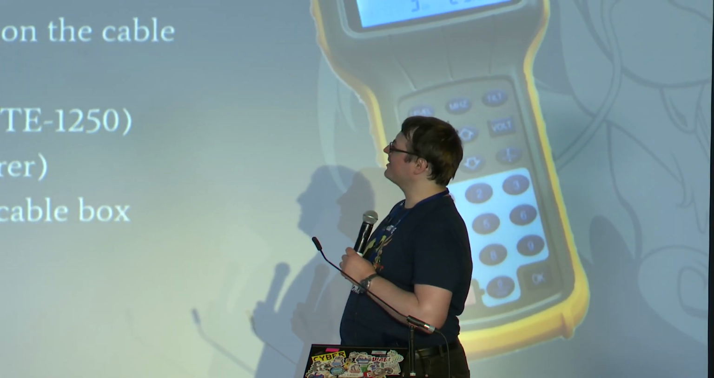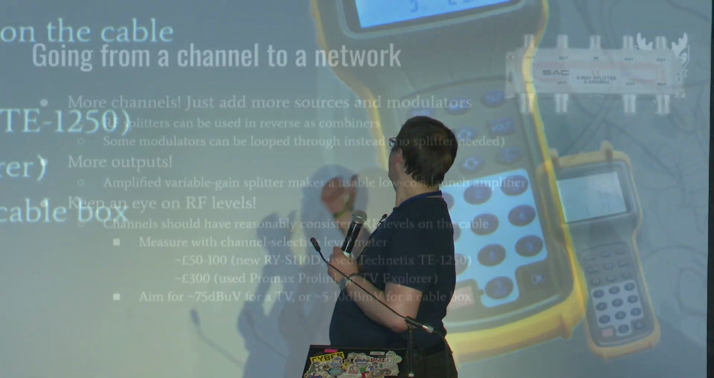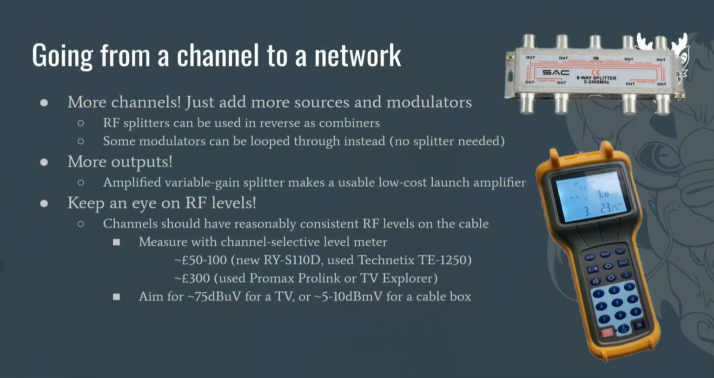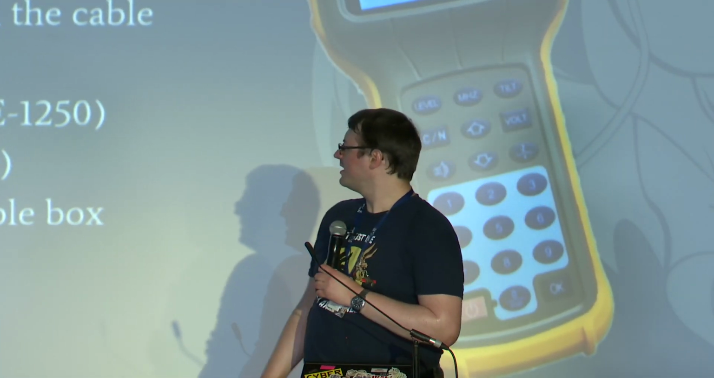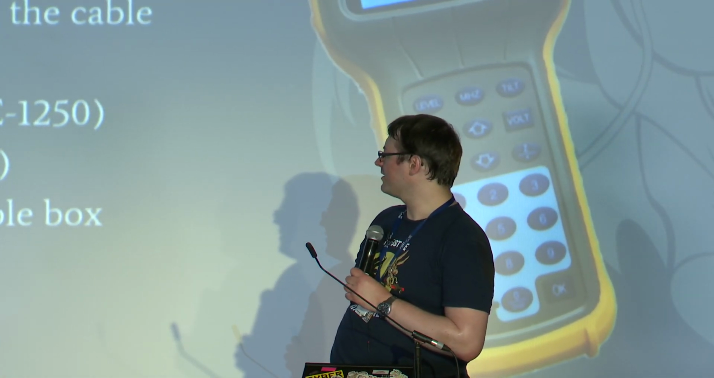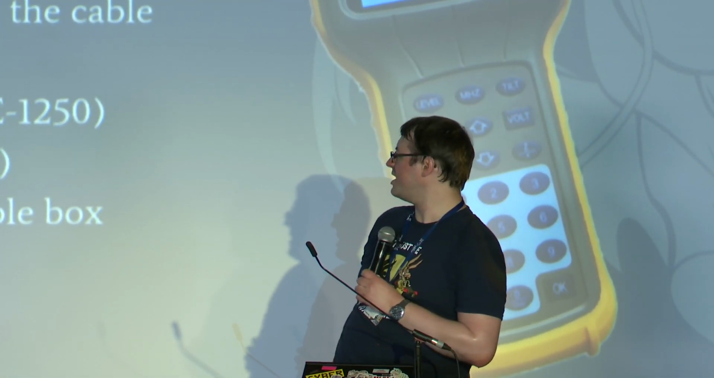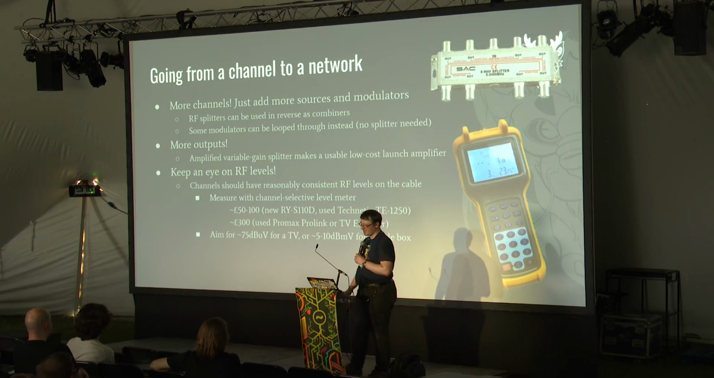And obviously you can expand this, as I hinted earlier. That is a channel selective level meter. So what you need to do if you start expanding the system is keep an eye on the signal strength of each channel, make sure they're all about right. There's guides online, about 75 dB microvolts, which it'll just display on the display there. If you're going into a TV, or a little bit stronger, 5 to 10 dB millivolts if you're going into a cable box.